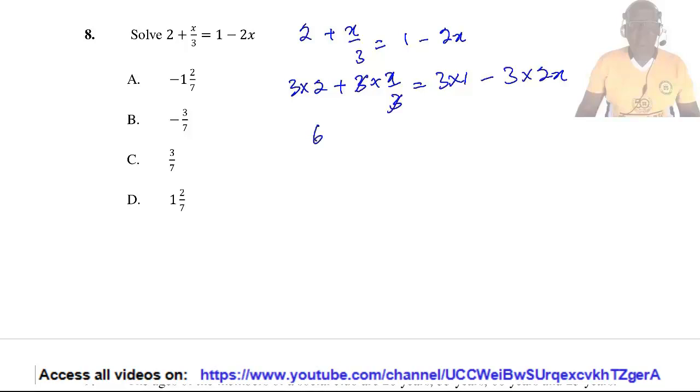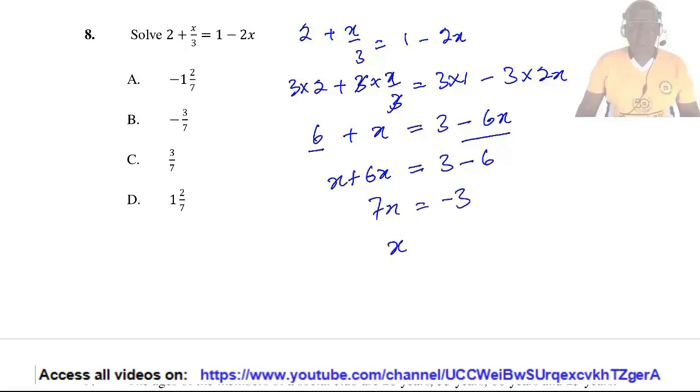This will cancel this, so we shall be left with s over here. 3 times 1 is 3 minus 3 times 2s is 6s. We shall send the minus 6s to the other side of the equation. So s plus 6s, the sign has reversed, is equal to 3. We shall send 6 to the other side of the equation. The sign will reverse to minus 6. So 7s is equal to minus 3. So s is going to be equal to minus 3 divided by 7. So the answer is B.